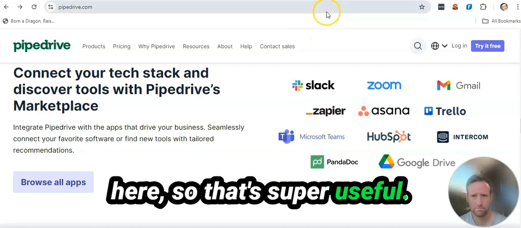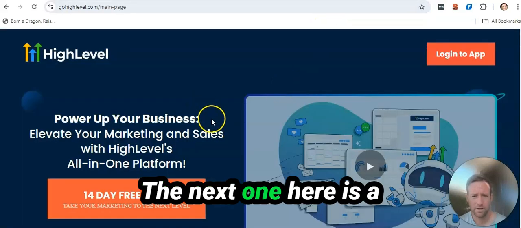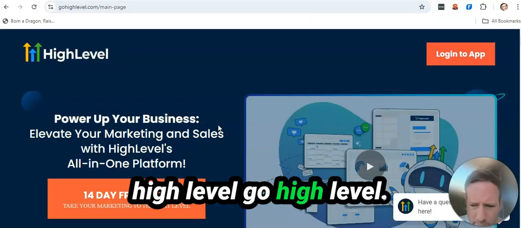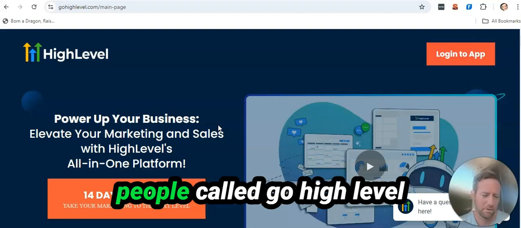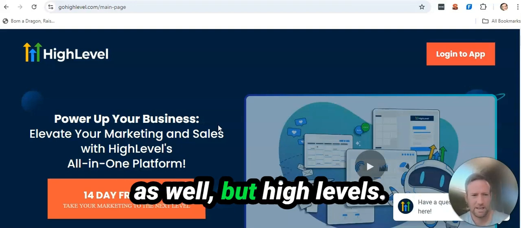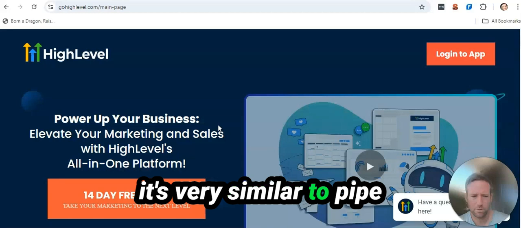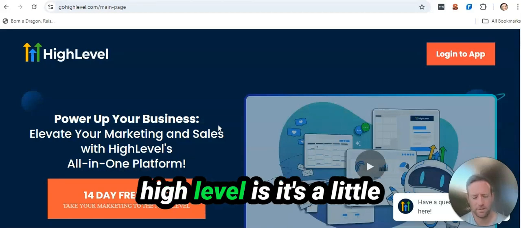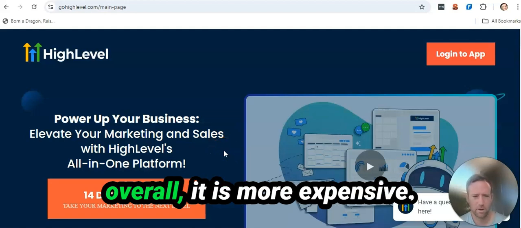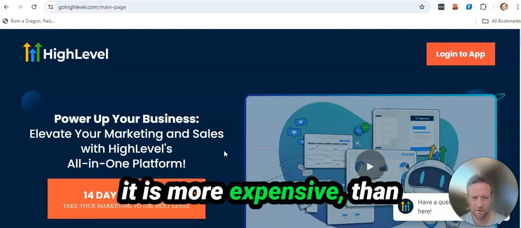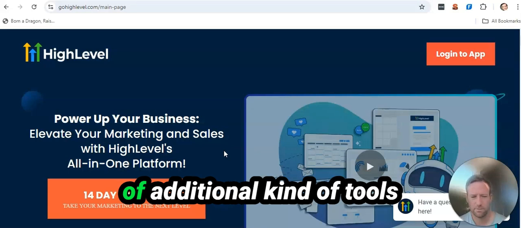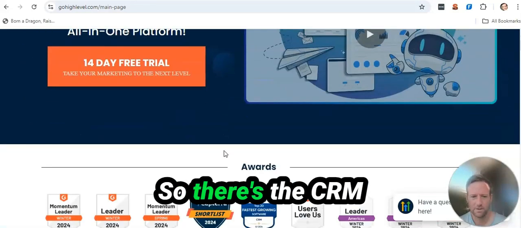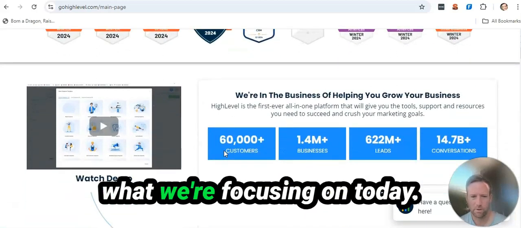So that's super useful. The next one here is HighLevel, or Go High Level. I'm not sure, I think it's HighLevel, but people call it Go High Level as well. It's very similar to Pipedrive when it comes to the CRM component. Now, the one thing about HighLevel is it's a little more bang for your buck overall. It is more expensive than Pipedrive, but you get a ton of additional tools and services within that. So there's the CRM component, which is kind of what we're focusing on today.